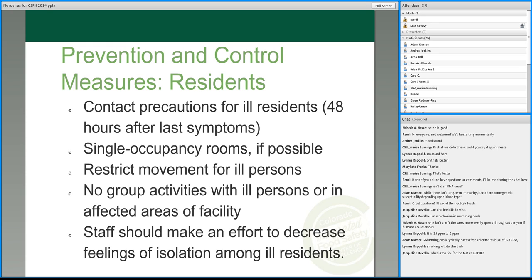Because this has such a huge impact on the residents, with their movements being restricted and possibly no visitors allowed, it's important for staff and family members to do other things they can to decrease feelings of isolation among the ill residents. Whether that's encouraging families to call more often, or arranging other special things for the ill residents, it's nice because they are otherwise somewhat isolated during this period.